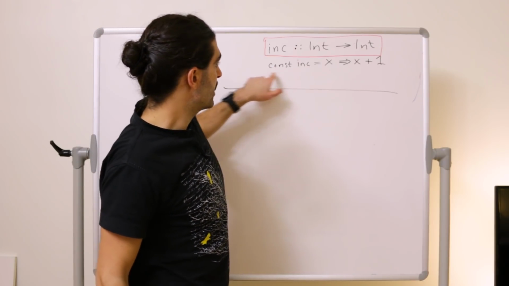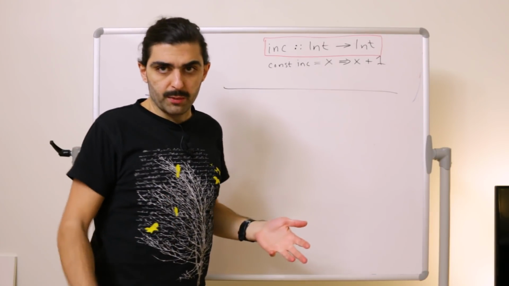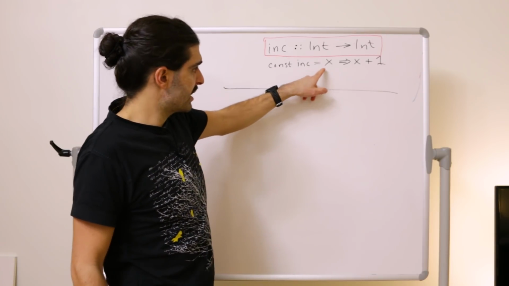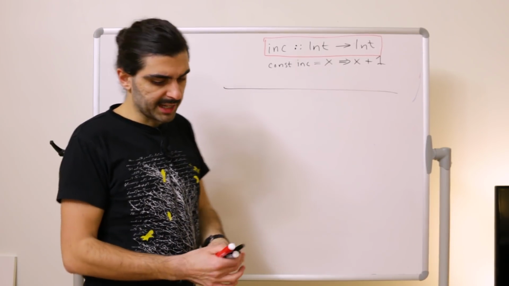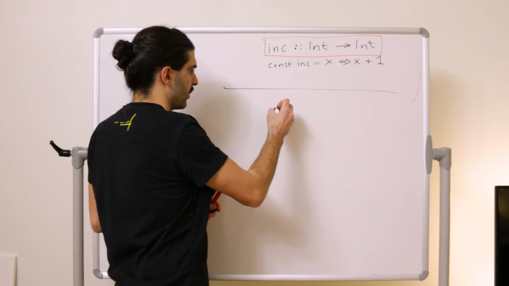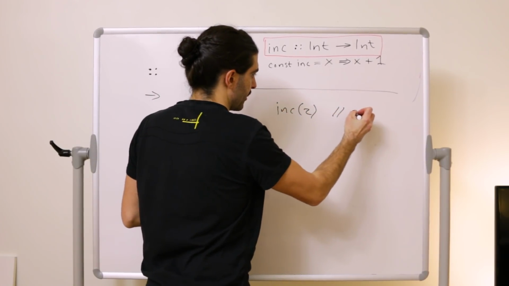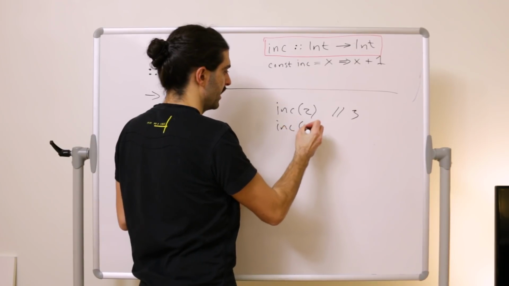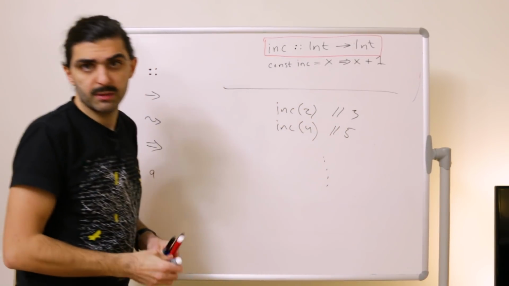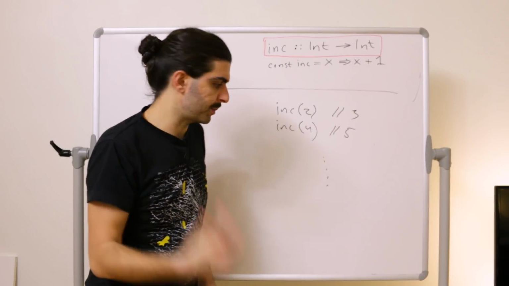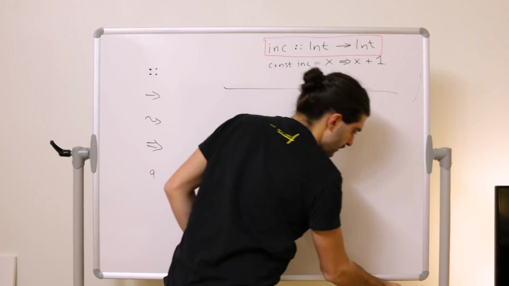But the actual implementation that we have is, again, called inc, short for increment. And what we're doing is taking some x, and then we're simply adding 1 to that x, and returning that, right? So obviously, if I call inc on 2, we get back 3. If I call inc on 4, we get back 5, and so forth, right? If we call it with n, we get back n plus 1. Okay, obviously.